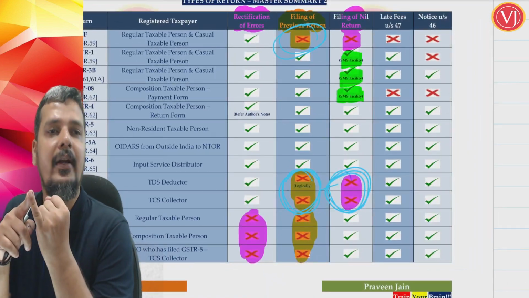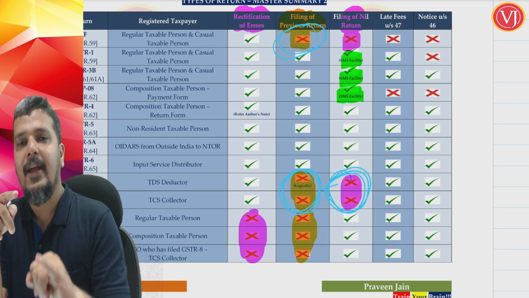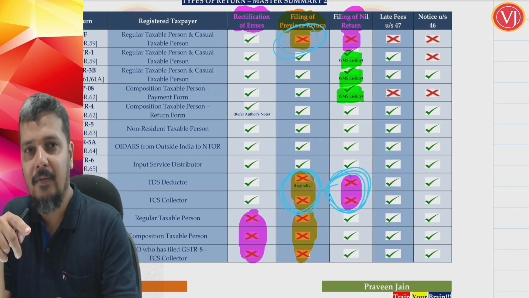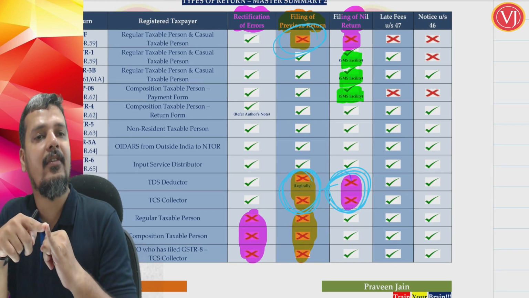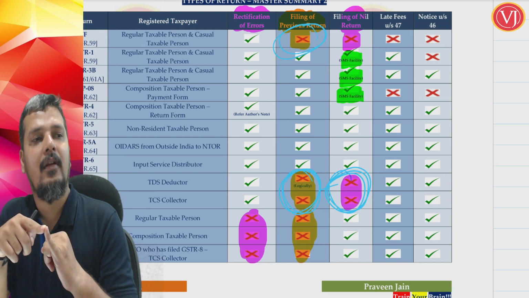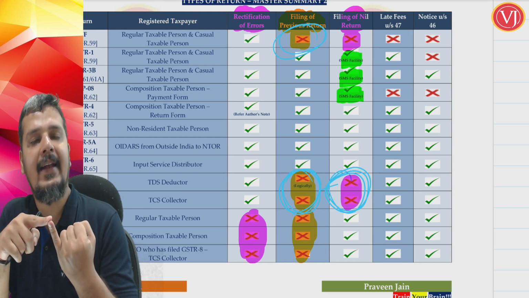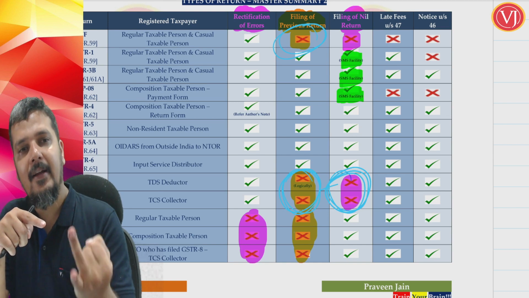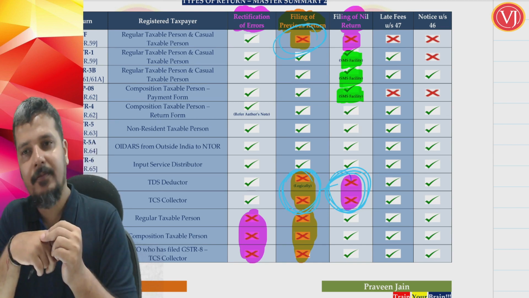What was the first point? If there is an error, can you revise your return? No. Rectification is possible. But rectification is not allowed in GSTR 9, 9A, 9B, 10, 11, ITC 04.